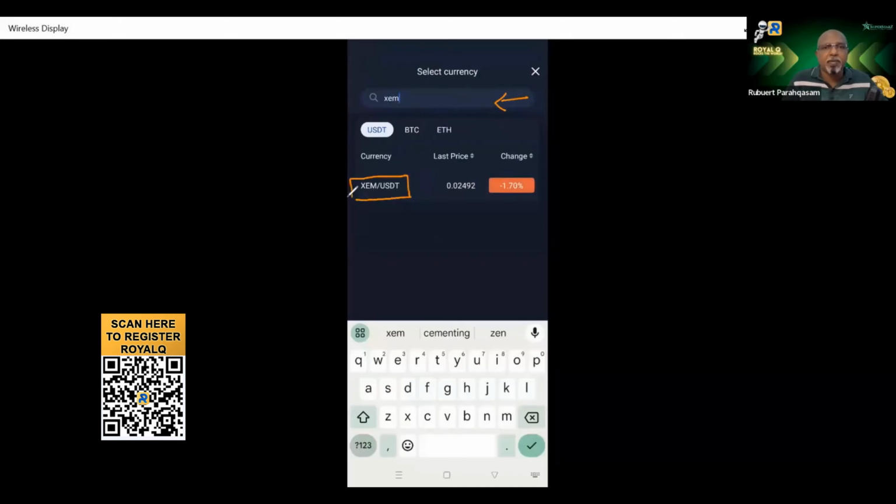XEM. Right? What do you do next? You tap on XEM/USDT. This USDT means the market in which we are going to trade. Okay, so next we are going to tap on XEM.